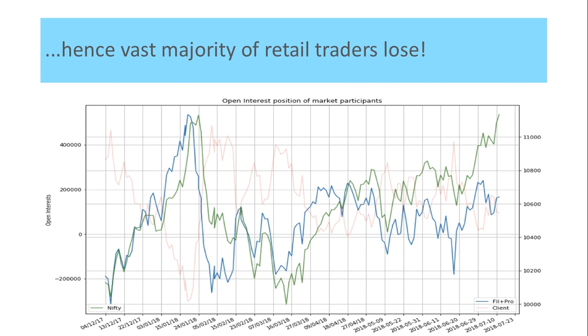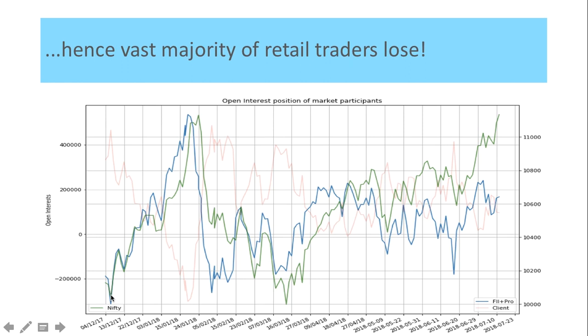This chart shows the open interest position of various market participants on a day-by-day basis and the movement of Nifty. The blue line here shows the combined net open interest position of FIIs and professional traders, whereas this dim red line here shows the open interest position of the retail traders. Retail traders are the ones who have less sophistication compared to the institutional traders and professional traders, and see what happens. The green line here shows how the Nifty has been moving.